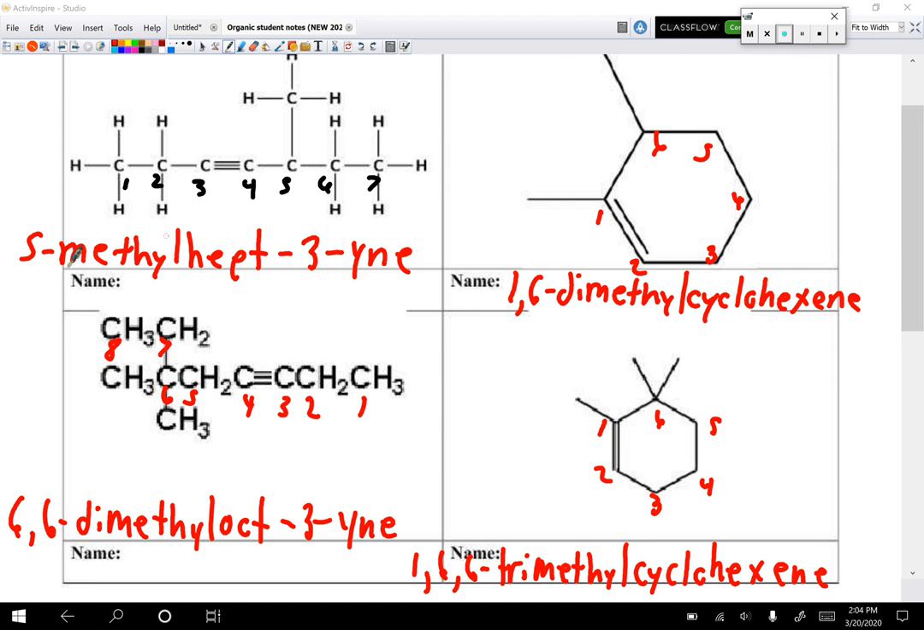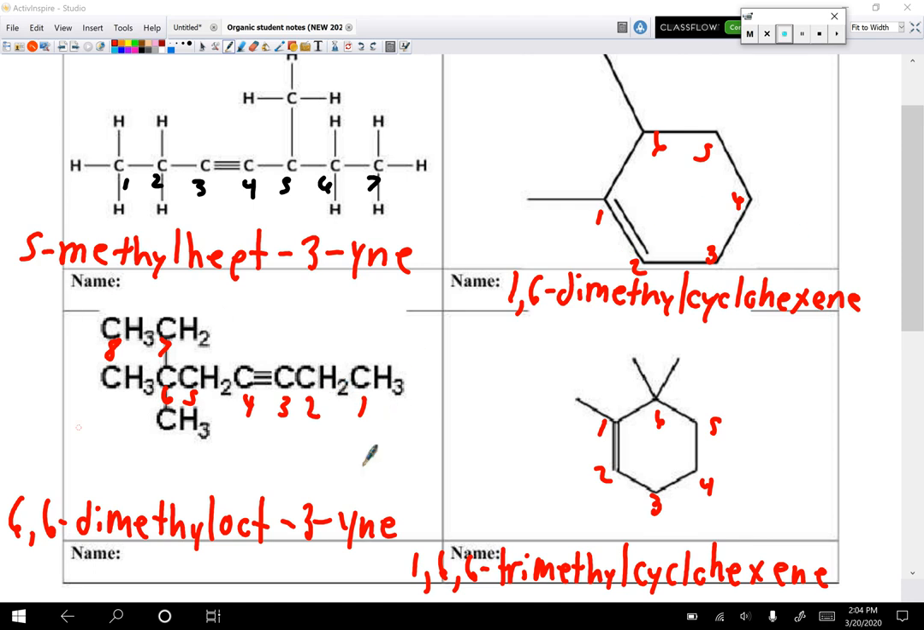So our first big one right here, we got 5-methylhept-3-yne. So we had to start labeling over here on the left to get our multiple bond close to carbon 3. Our next one over here, we will notice I labeled this as carbon 1 for the same reasons before. We have our multiple bond at carbon 1 and 2, but we have a branch off carbon 1. That is the lowest number possible, so that's why it's 1,6-dimethylcyclohexene.